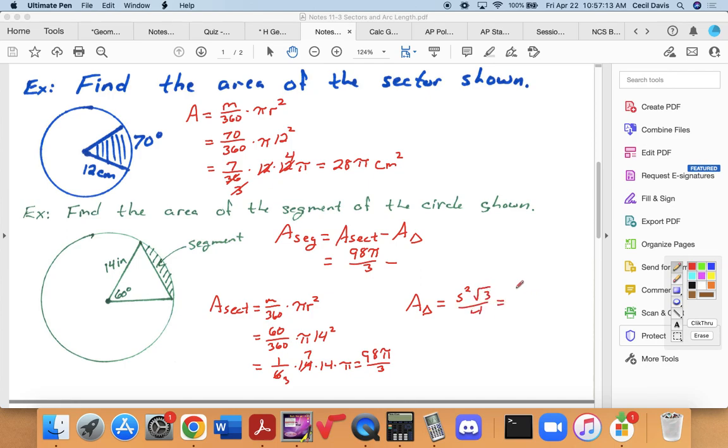Or, remember the other way to do this is s over 2 squared times the square root of 3. Works out the same way. The second one is actually easier because then I can substitute in and divide. I'll have 14 over 2 squared times the square root of 3. So it'll be 7 squared is 49. So that's 49 square roots of 3. And the units on this were inches. Since this is area, that'll be square inches.